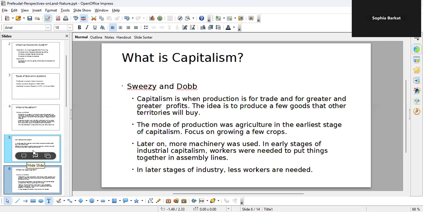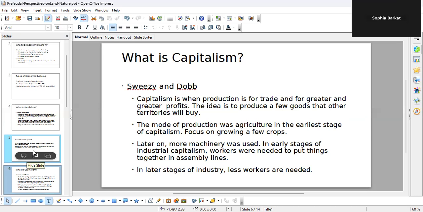So what is capitalism? Sweezy and Dobb described that feudalism is production for use in the same kind of social system where you might have monarchs, lords, and serfs. Imagine that production has been intensified and it's now for trade and for greater and greater profit. So we are not producing for local use anymore. The idea is to produce a few goods that other territories will buy.